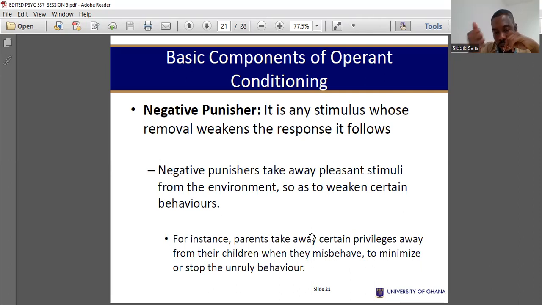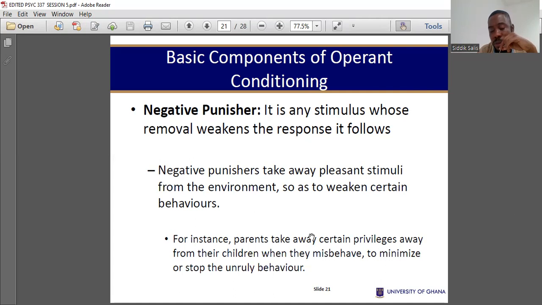Negative, you are taking away, right? So in negative punishment, you are taking away something pleasant from the person, so that the person will feel unpleasant. Something is pleasant, it makes the person happy. You are taking it away so that the person will not feel happy because of that undesired behavior the person displayed. Why? So that the person will not repeat that behavior again. So you are discouraging the behavior. In this context, I will say you are weakening the behavior.